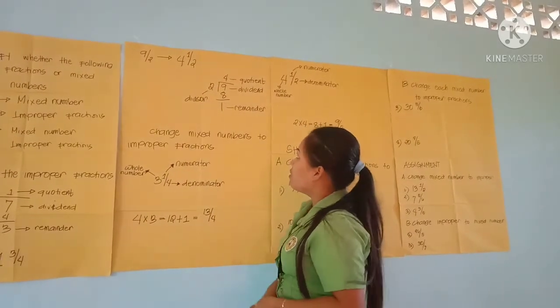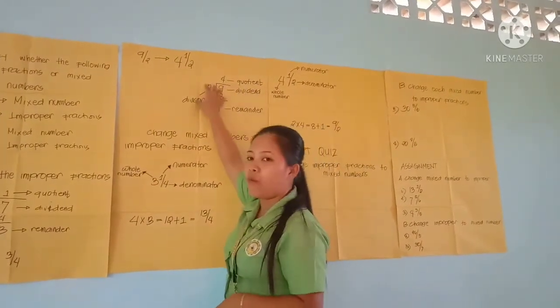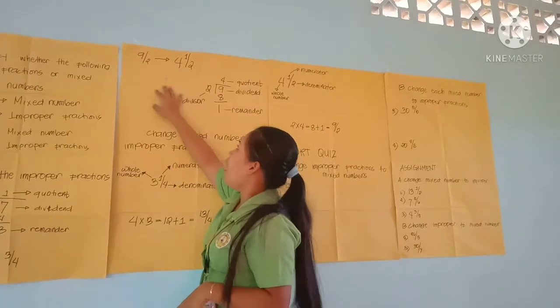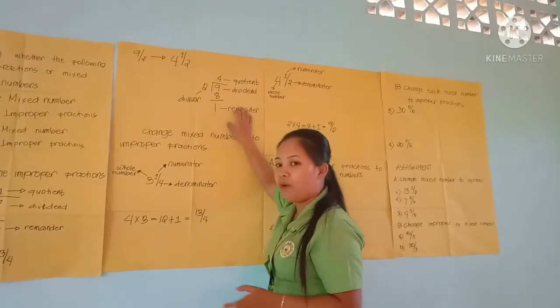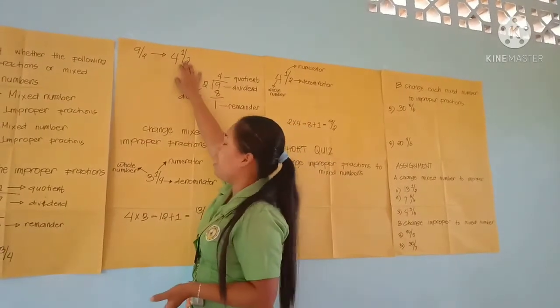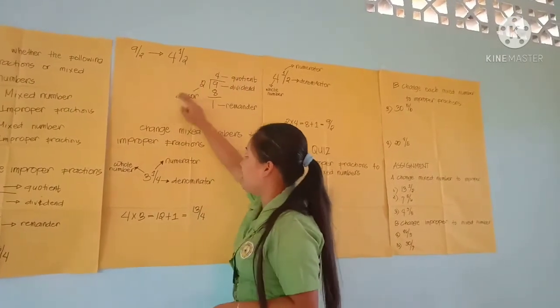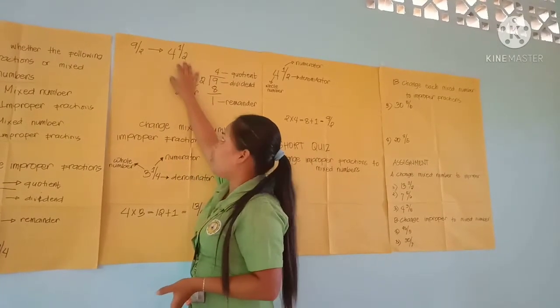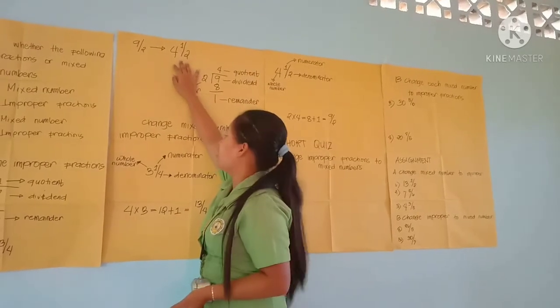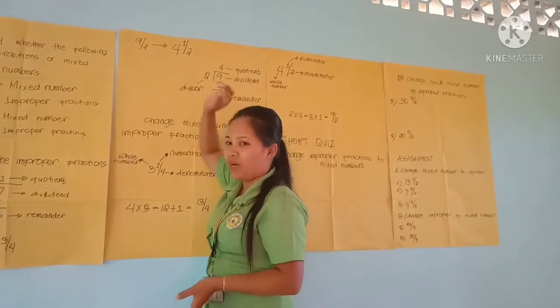So the quotient will be our whole number. The remainder is our numerator, and we will just copy the denominator of 9/2, which is 2. So our mixed number is 4 and 1/2.